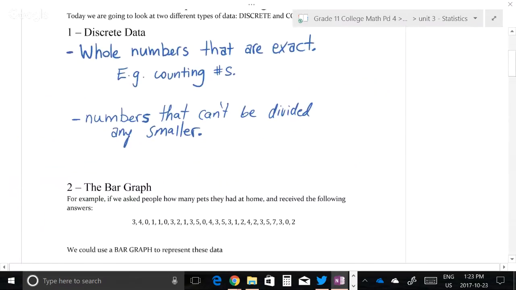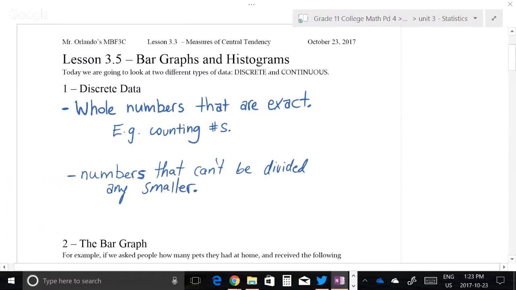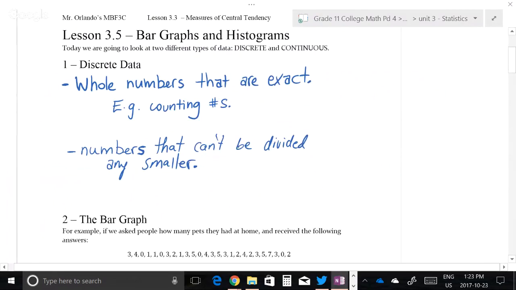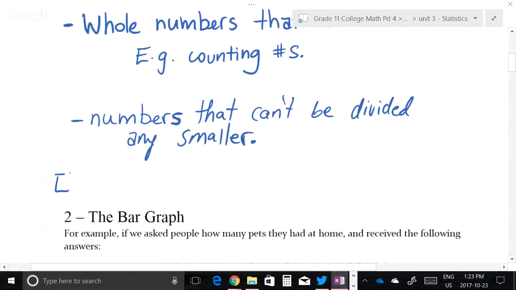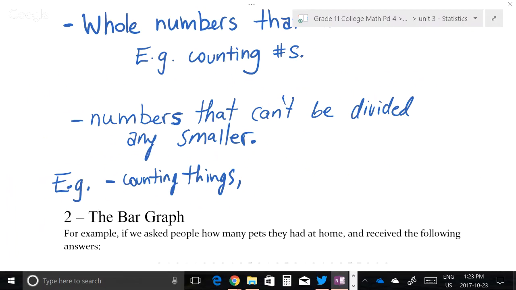Now, who can give me another example, or a couple examples, of things that we would count using discrete numbers? Like we could definitely say counting things. So fractions, actually, this specifically has to be whole numbers. So we're not talking about fractions here. We're talking specifically about whole numbers.